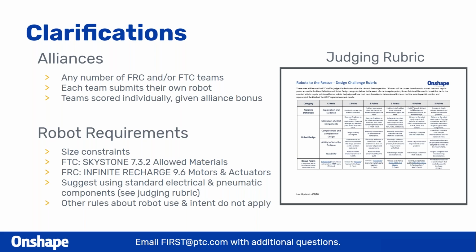And then for those robot requirements, there are some size constraints. So I definitely recommend looking at our website to see those. And then for FTC, the only hard and fast rule is looking at the Skystone Manual, Section 732 allowed materials. And then we do suggest using some of those standard components. If you look at the judging rubric, you can see that that's one of the scoring criteria. It's not a requirement, but again, it is if you want to get those full points.